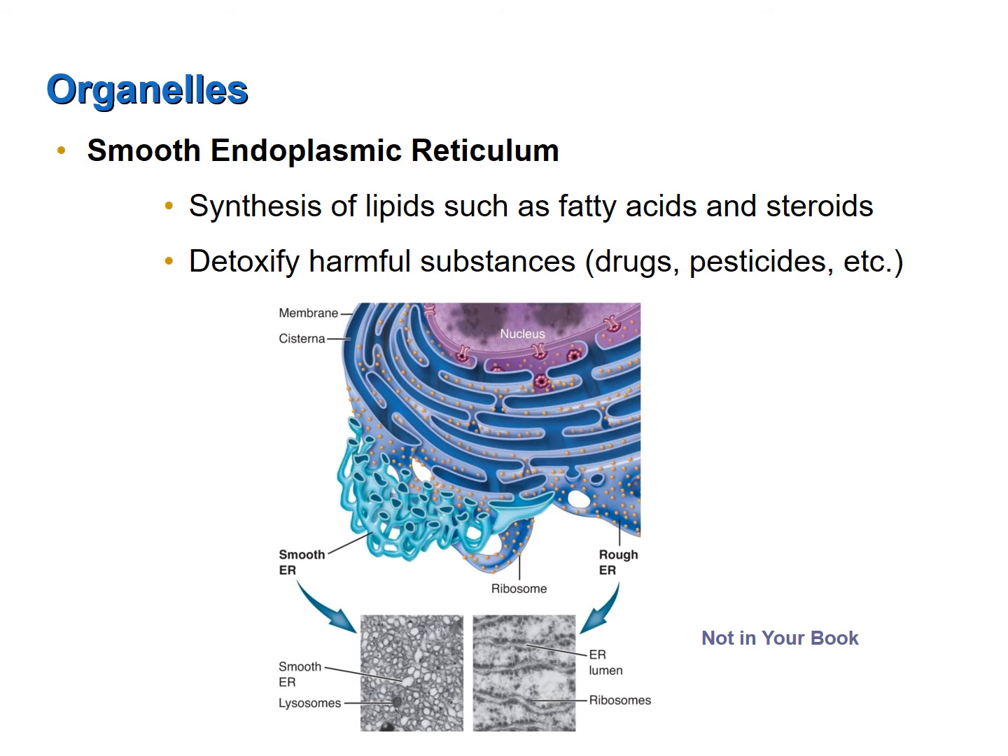The role of smooth endoplasmic reticulum has nothing to do with protein synthesis, transport of protein, or modification of protein. Lipids, such as fatty acids and steroids, are synthesized in the smooth endoplasmic reticulum, and it's also the site for detoxification of harmful substances such as drugs, pesticides, and other potentially toxic substances.